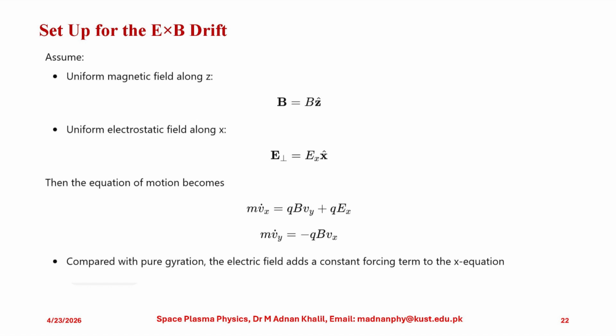This slide sets up the derivation of the E cross B drift. The magnetic field is taken along the z-axis, and the perpendicular electric field is taken along the x-axis. This geometry is chosen because it makes the algebra simple while preserving the physics. With this choice, the component equations become m times vx dot equals qBvy plus qEx, and m times vy dot equals minus qBvx. Compared with the pure magnetic case, only one new term appears, qEx. That constant electric term is what shifts the center of the motion. So this slide is preparing the mathematical structure for the drift derivation.